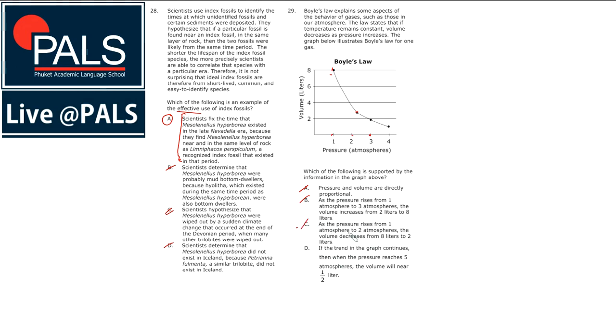So it's probably D. If the trend in the graph continues, then when the pressure reaches 5 atmospheres, the volume will near half a liter. So this is around 1 liter, and we can see that now it slowly decreases, so the next point would probably be around here. Now this is a prediction using the remaining graph, and this is about half a liter, so yeah, D makes the most sense.